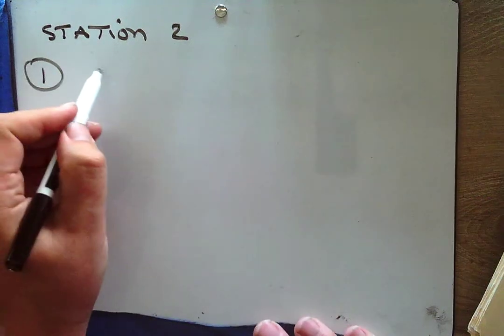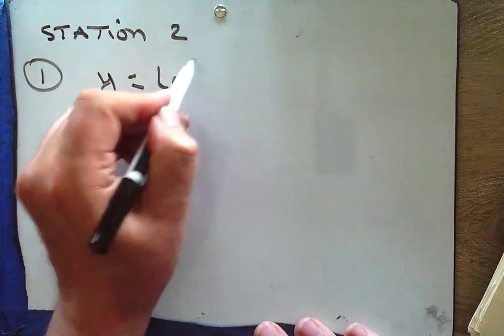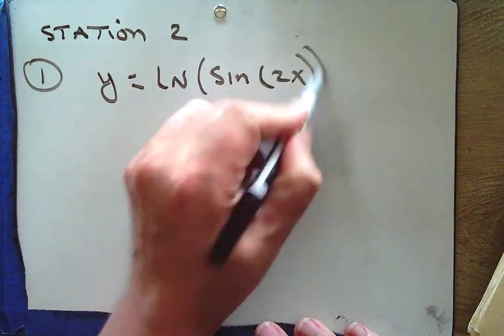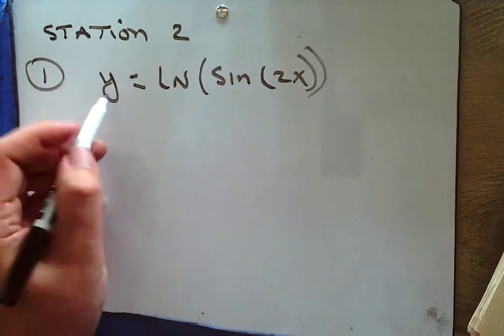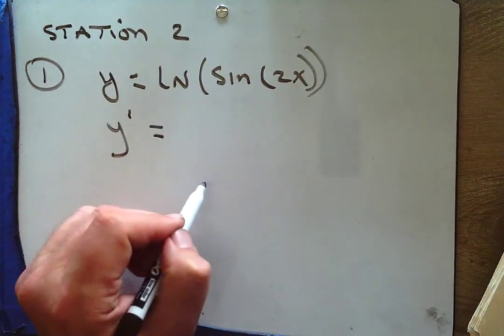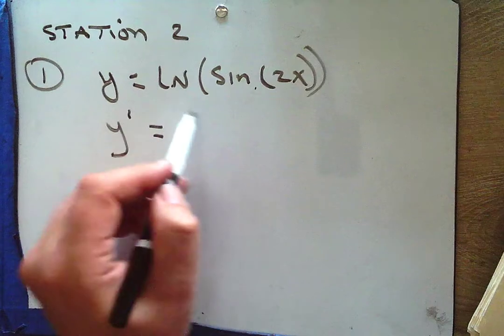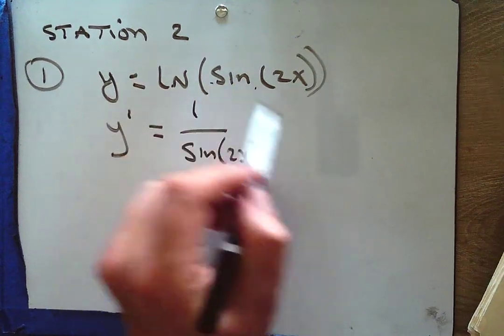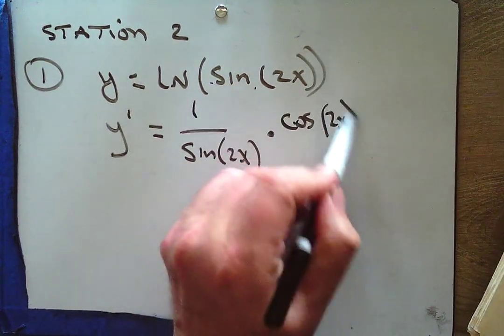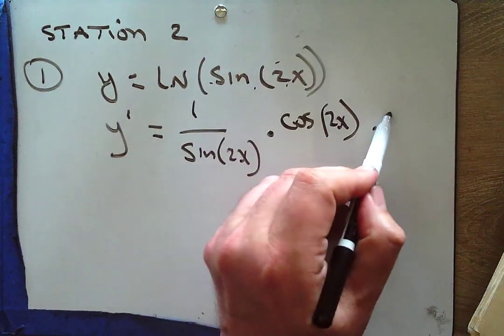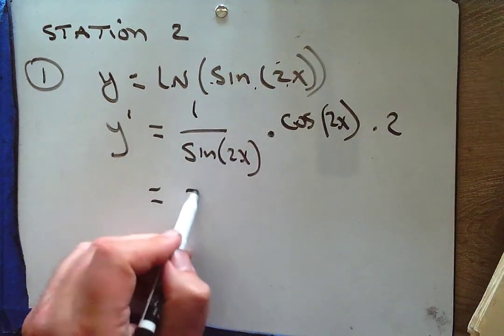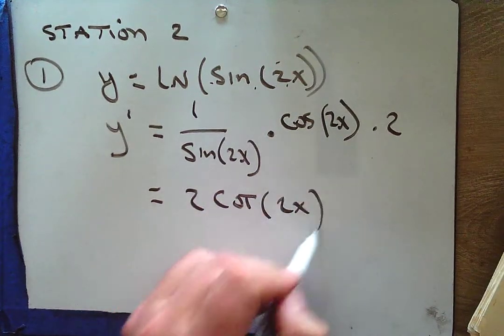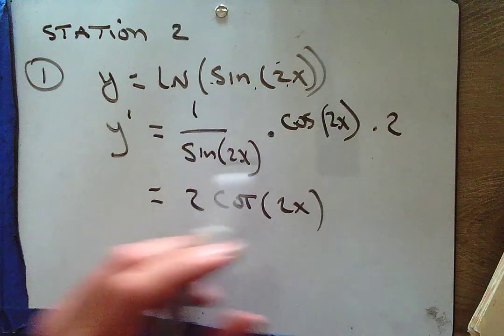Station 2 also has 3 derivatives on it. And it starts off with 1: y equals ln of sine of 2x. So please take that derivative. Come back when you're done. Hey, welcome back. So y prime, derivative of ln of stuff is 1 over stuff times the derivative of stuff. Well, the derivative of sine is cosine, leave the inside alone, times the derivative of that innermost 2x function, which is 2. So I guess you could write this as 2 cotangent 2x if you were going for the tidy thing. You could also leave it here on free response.